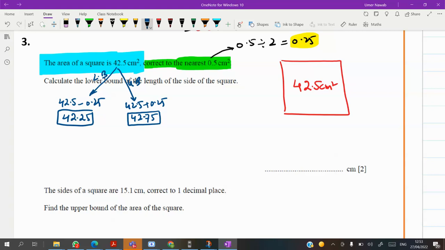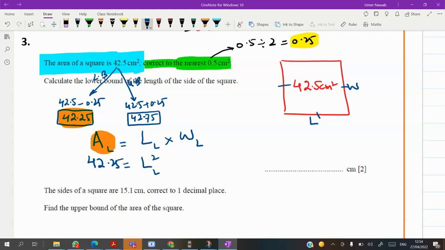We want to find the length. So the length and width. You know that in a square, the length and width are the same. So for the area lower bound, we want to find the lower bound of the length, LL, and the width lower, and the area lower. So what is the lower area given to us? The lower area is 42.25. Since length and width are the same, I will write lower length squared, because WL is LL. So I write LL squared. Take the square root. So the lower length will be the square root of 42.25, and then you write your answer.